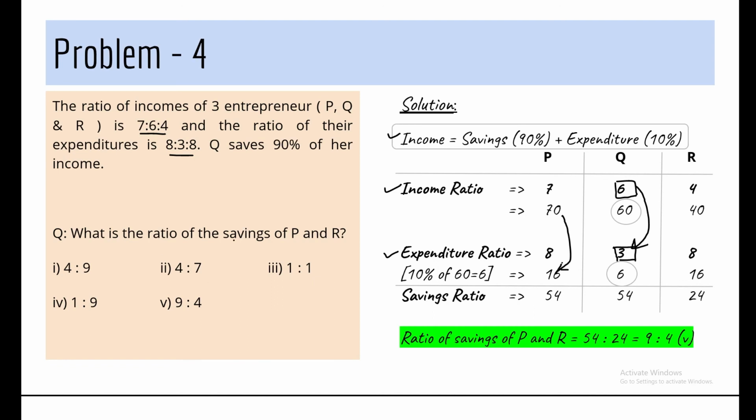Now we have to find the ratio of savings of P and R. The savings for P is 70 minus 16, so that is 54, and the savings of R is 40 minus 16, which is 24. So the ratio will be 54 is to 24, and that is 9 is to 4. The answer is 5. So this is how you can solve various problems. This is another method of equating two ratios. I hope you have learned these approaches to solve the problems.